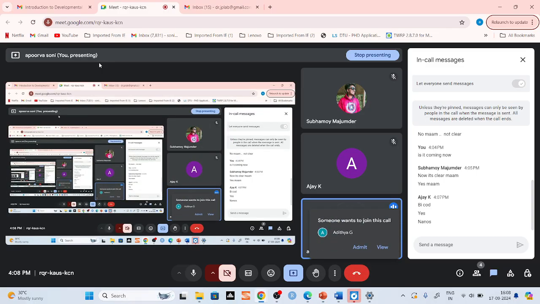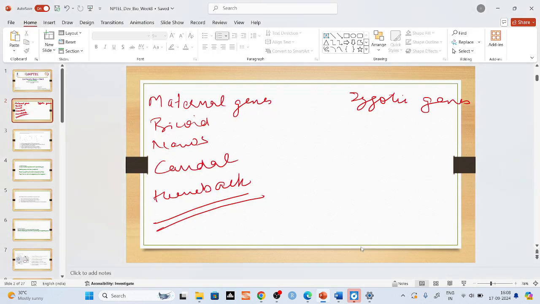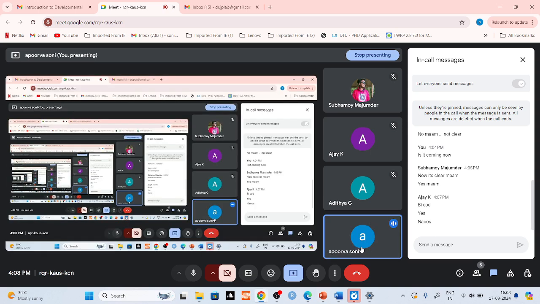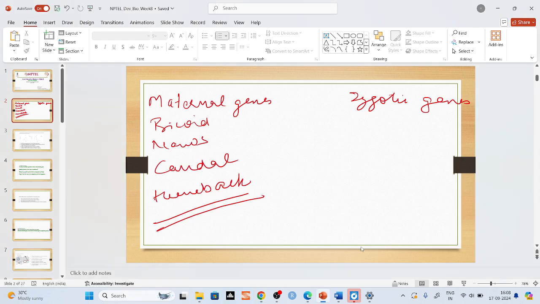And what are the different types of zygotic genes? There are different types of zygotic genes such as gap genes, pair rule genes, segment polarity genes, and homeotic selector genes. This is what we started with in last week's class.